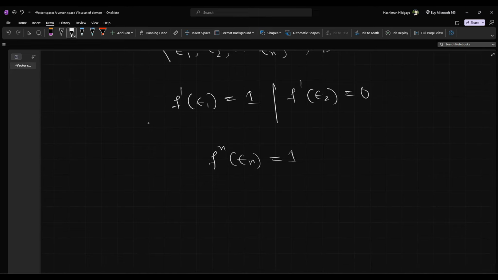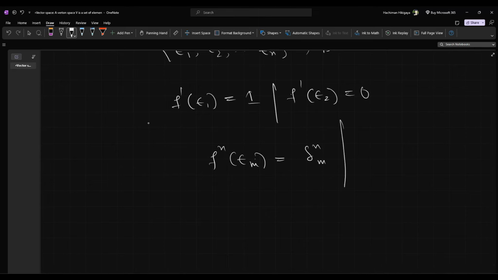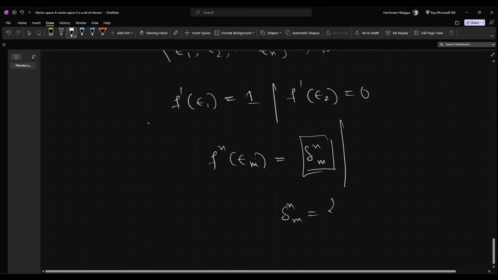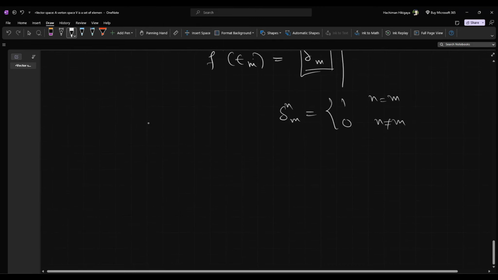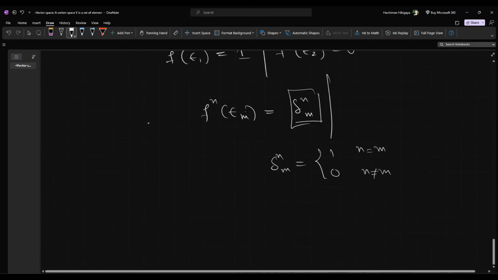So let me write it in the Kronecker delta notation. We want delta n m. The definition of this Kronecker delta is that it is 1 when n is equal to m, and 0 when n is not equal to m. So this is how we want our basis of the dual space to be.